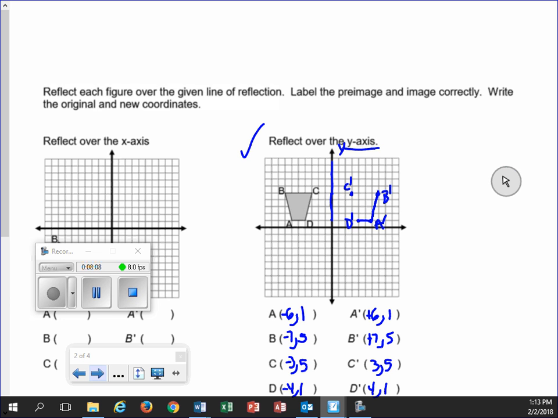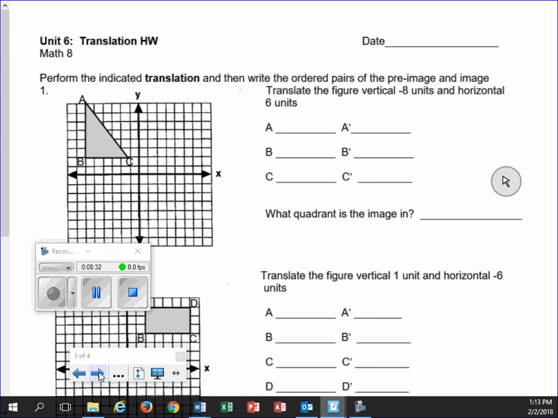You guys make sure you use a ruler at home. Now let's see if our points actually match up. So A should be at 6, 1. 1, 2, 3, 4, 5, 6, and 1. Perfect. B should be at 7, 5. 1, 2, 3, 4, 5, 6, 7. 1, 2, 3, 4, 5. Perfect. All right, so let's move on, and I'll do one problem from each of your homework assignments.